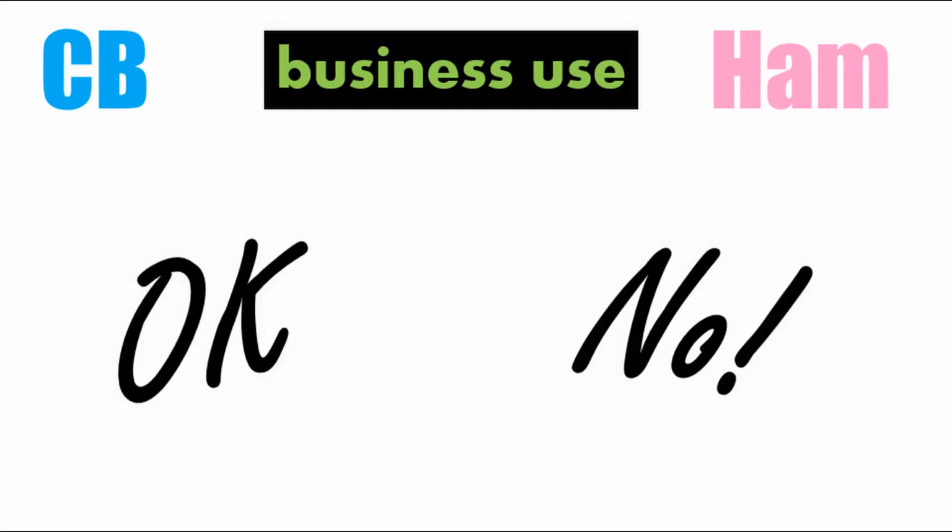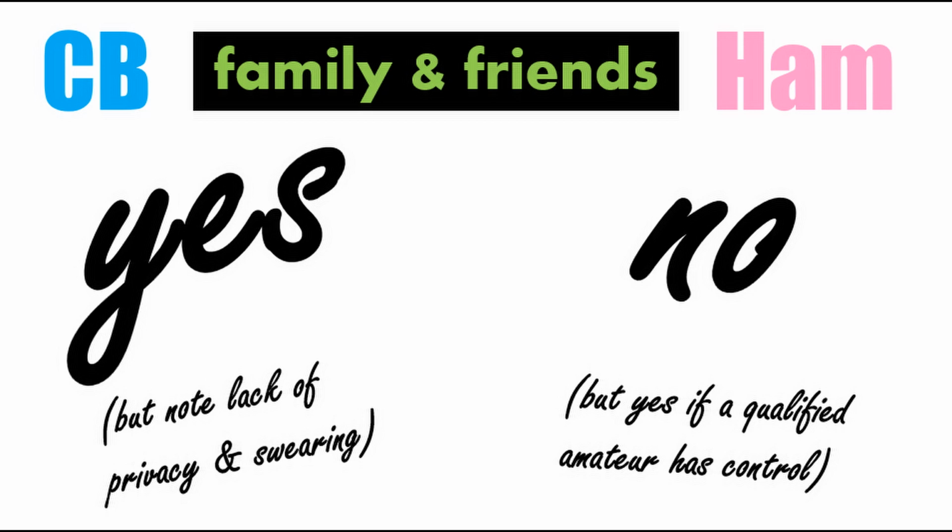Number 5. For CB, you can use it for business. Whereas with amateur radio, business or commercial communication is strictly prohibited. Number 6. With CB, you can let your family and friends use the radio, no problems at all. Whereas with amateur radio, you need to be present and in control of the transmitters if others speak on it.